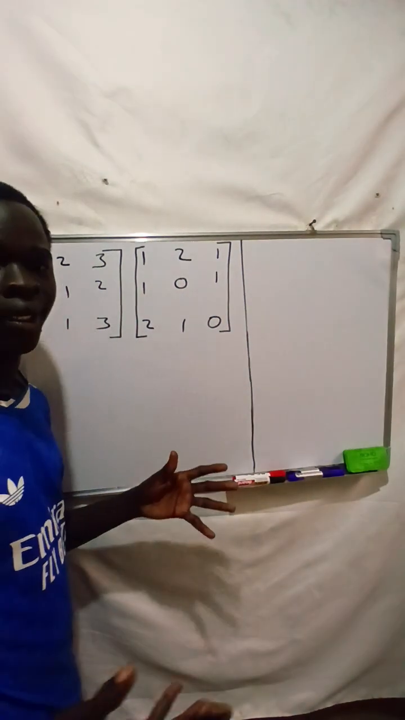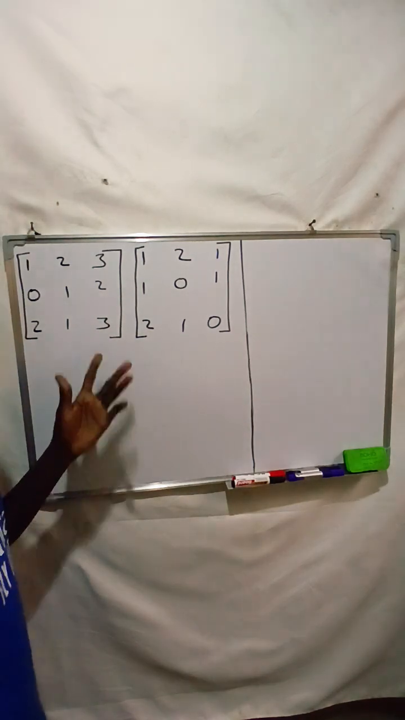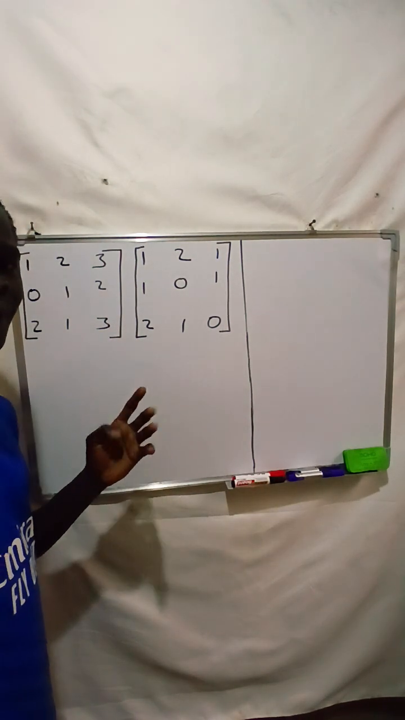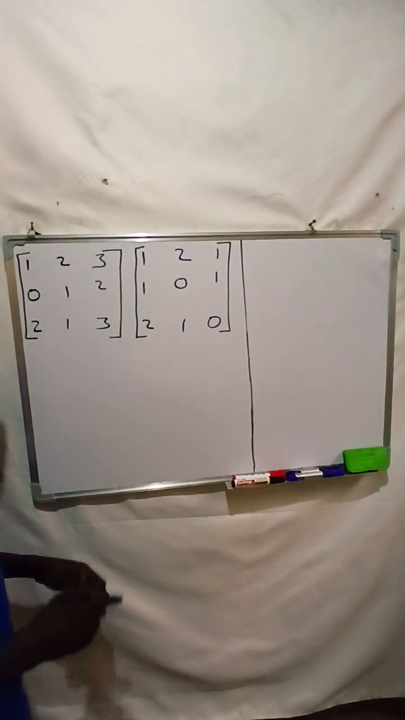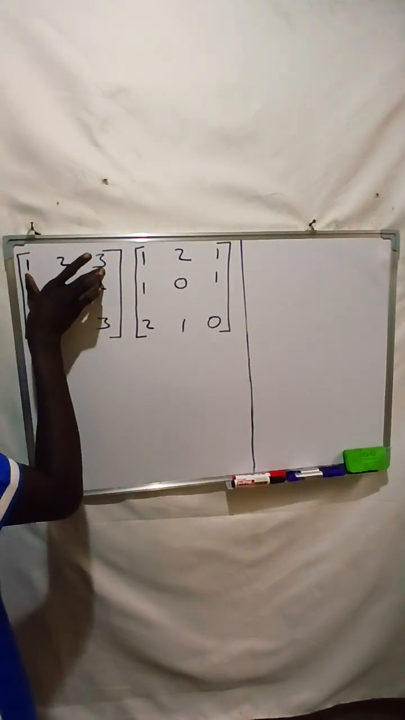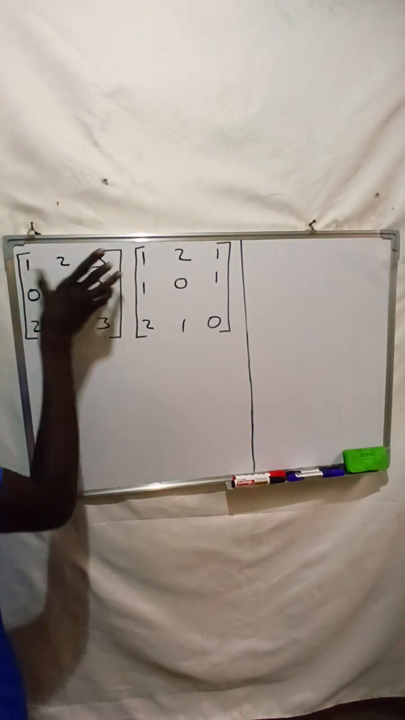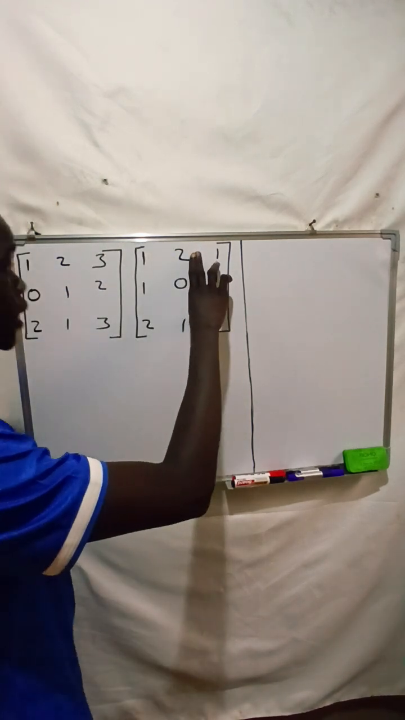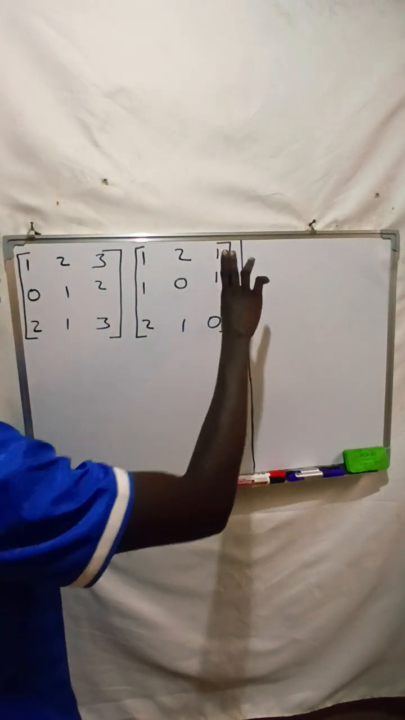Hi viewers, here let's consider this multiplication of matrices, which is 3 by 3 matrices. Now what we're going to do is multiply the first row with the first column, again the first row with the second column, again the first row with the third column.